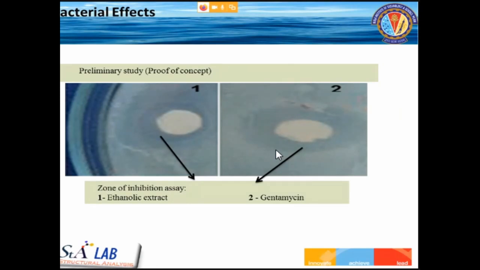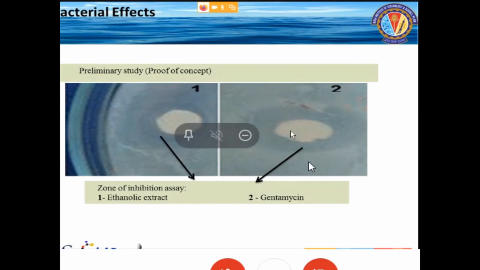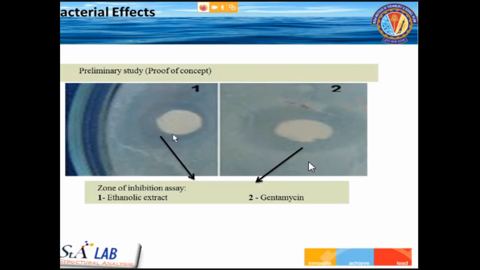So this is a preliminary study which we did with growth of Staphylococcus aureus. You can see that the zone of inhibition which has been formed through the growth due to the application of PBF is more or less similar to what a traditional antibiotic like gentamicin does. So we also have evidence of the antibacterial effects of the PBF.